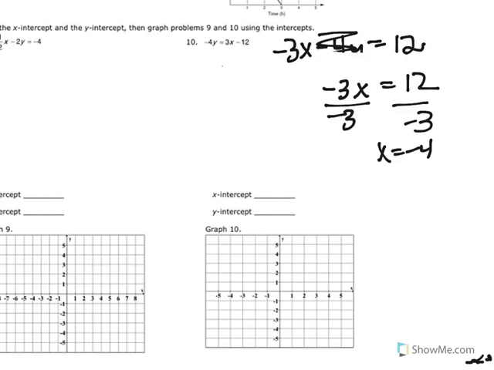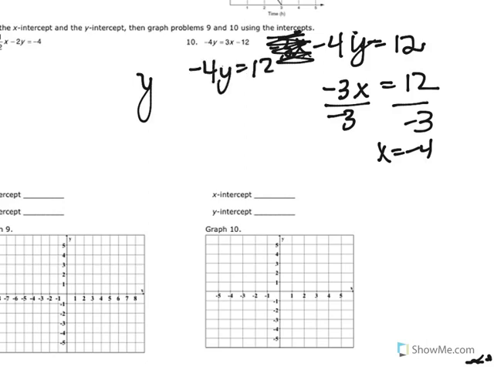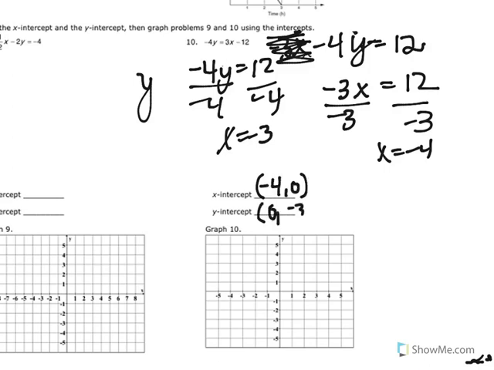Okay, now let's go ahead and cover up the x and find y. So I'm going to rewrite this. So we're trying to find the y-intercept, so let's cover up the x. And so we have -4y equals 12. Divide by -4. Y equals -3. So let's write these as coordinate pairs. The x-intercept is -4, 0. The y-intercept is 0, -3.